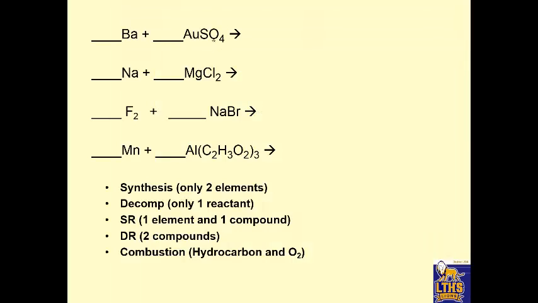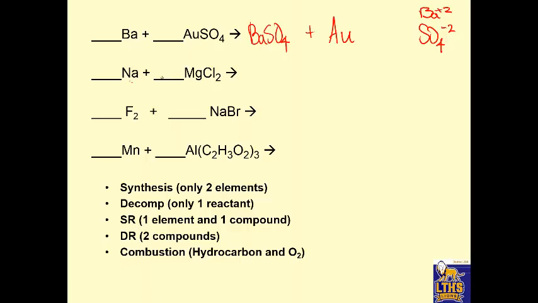So barium's going to kick out gold, and it's going to go with sulfate. Barium from the periodic table when it makes an ion is Ba2+. Sulfate is -2, +2, -2. You're going to get BaSO4. What gets kicked out is the gold. Look, there's no charge on gold because when it gets kicked out, it's an element.